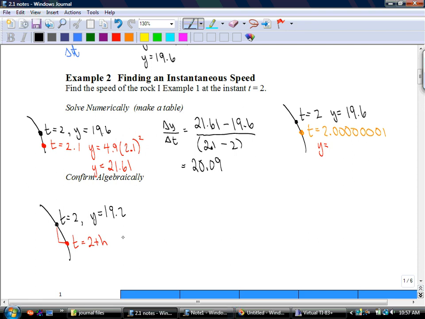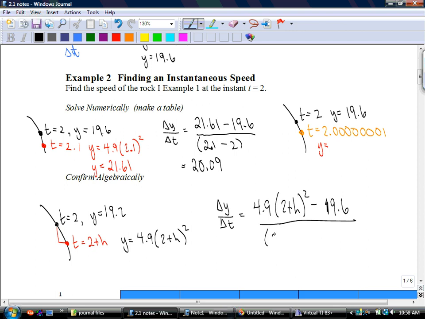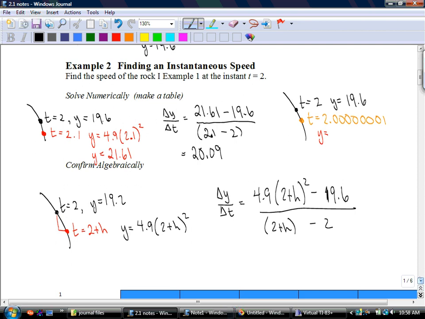And it's going to have the y coordinate 4.9 times (2 + h) squared. So we can find this, because we're taking the 2 plus h and substituting it in for t. So the slope is y2 minus y1 over x2 minus x1.